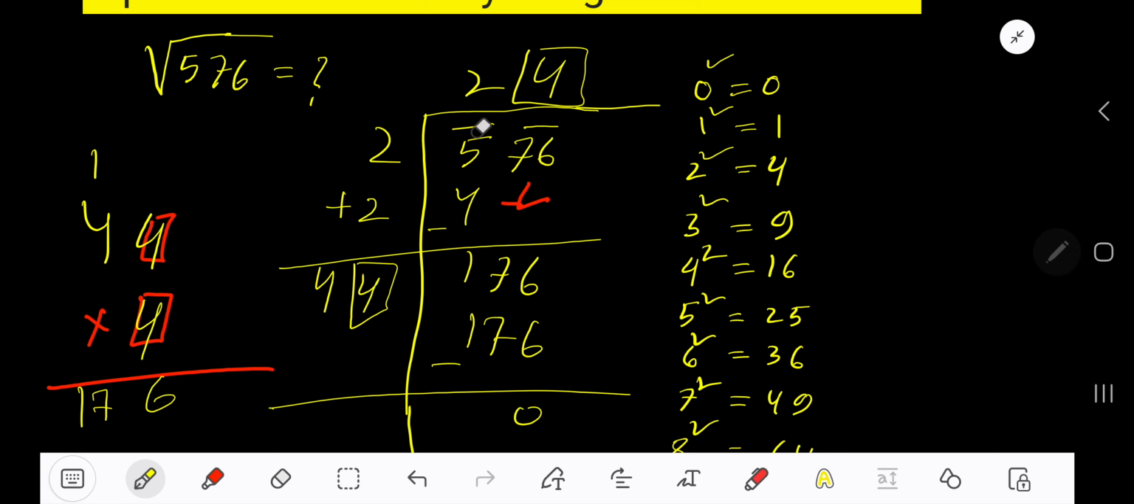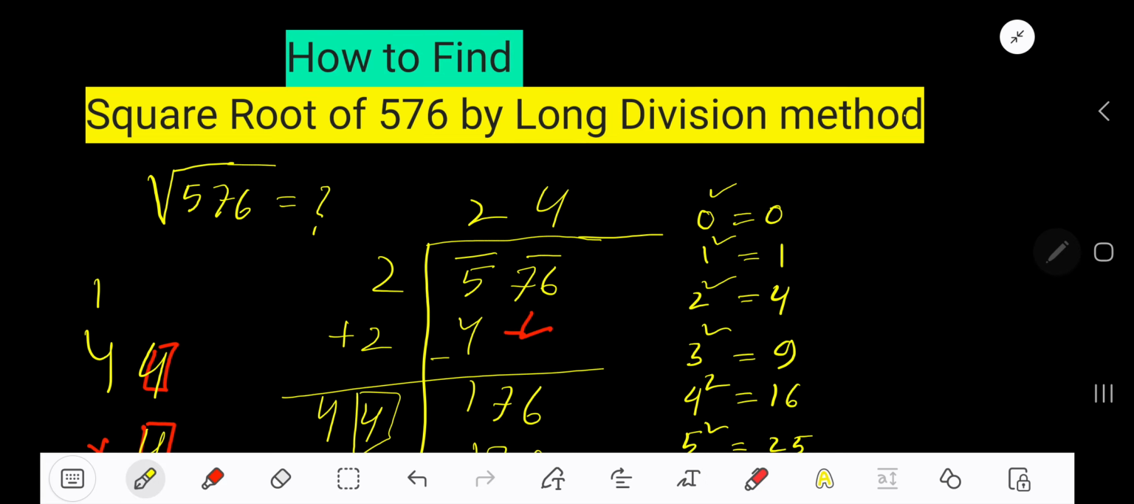To check the answer, you have placed 4 here. This 4 must come under the divisor and add 4 plus 4, 8, then 4, 48. 48 is the double of this quotient, so our answer is correct, 24. So the square root of 576 by long division method is 24.